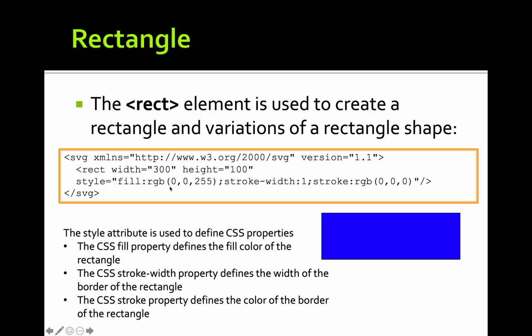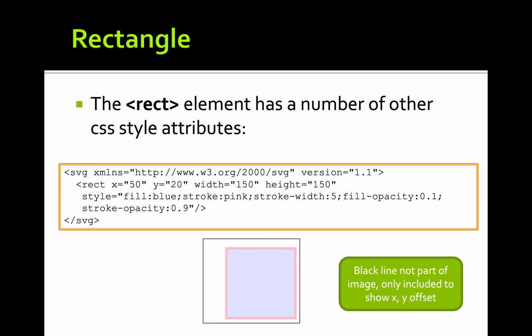What will be the style of that particular fill? What color are we going to fill, what is the width of the line, what is the color of that particular line? We can give all that information as properties in the rect element, and it will create a rectangle for us. The style attribute is used to define the CSS properties. The CSS fill property defines the fill color of the rectangle. Stroke-width represents the width of that particular line, and stroke itself represents the color of that particular line. All elements have a number of other CSS styles. What are those?